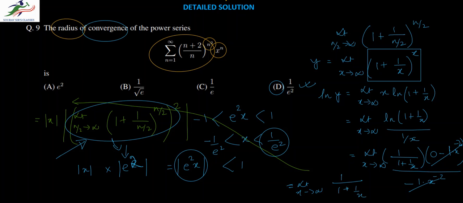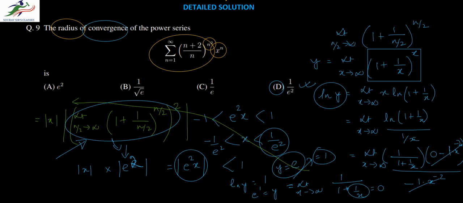Now if you put the value of x as infinity, this term will be equal to 0, so this will become equal to 1. So ln y is equal to 1. That means e to the power 1 is equal to y, or y is equal to e. So this is how the limit of this expression becomes equal to e.